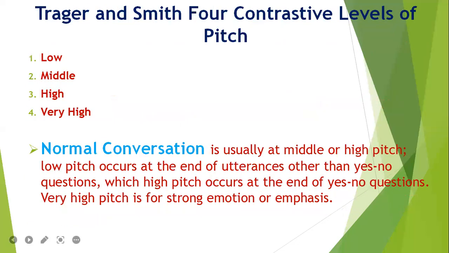Okay, so we have Trager and Smith, four contrastive levels of pitch. Number one is low, then middle, then high, and then very high. Normal conversation is usually at middle or high pitch. Normal means not formal, like within the house or within family and friends. So that's an example of normal, usually at middle or high pitch.